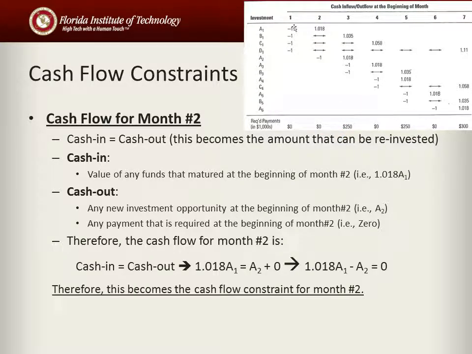Following this formula, the cash flow for month number 2 is cash in equals cash out. So it's going to be 1.018 A1 equals A2 plus 0, because you don't owe anything. You don't need to repay anything at the beginning of month number 2. This becomes your cash flow constraint for month number 2. What this is saying is that you will reinvest everything that you receive at the beginning of month number 2, which in this case is only 1.018 times A1.